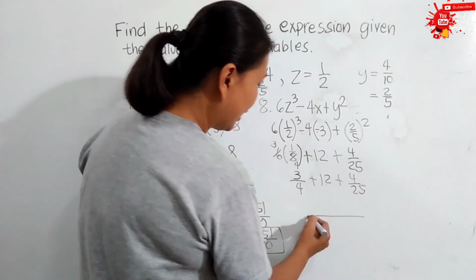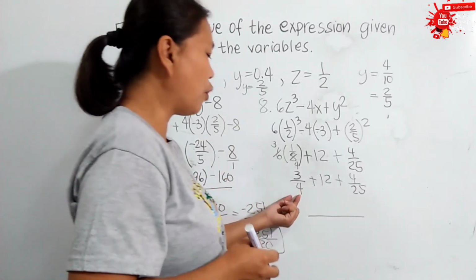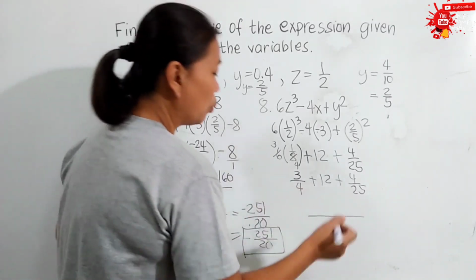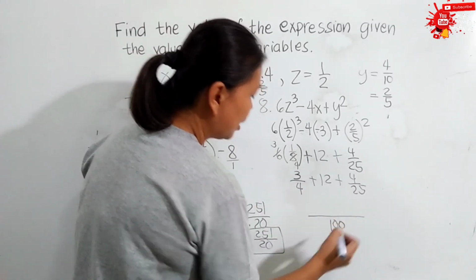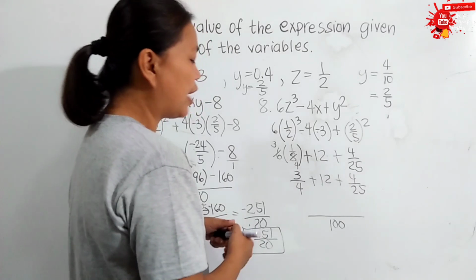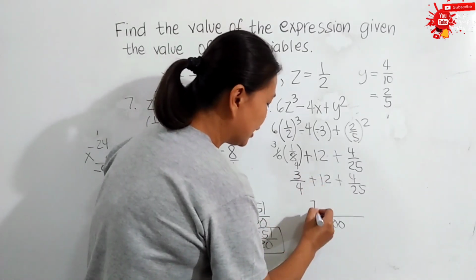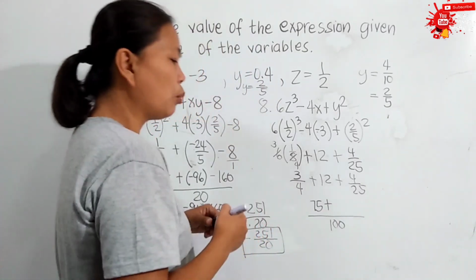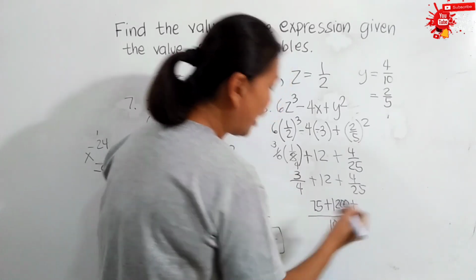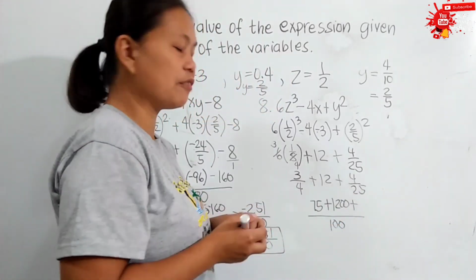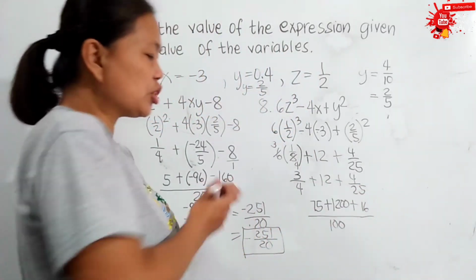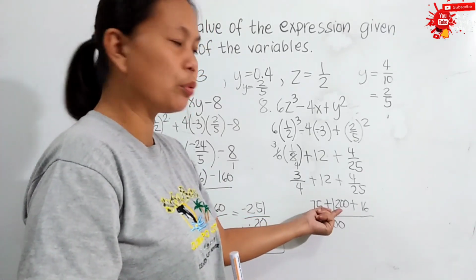Now let us get the LCD. So what is the LCD of 4, 1, and 25? So the LCD is 100. So 100 divided by 4 is 25 times 3, which is 75. Plus 100 times 12, which is 1,200. Plus 100 divided by 25, which is 4, times 4, 16. Okay, then let's proceed to addition. So what is 75 plus 1,200 plus 16?